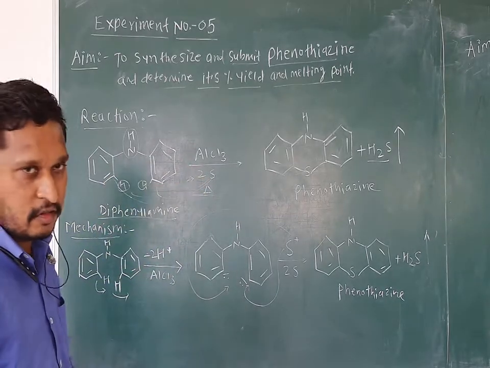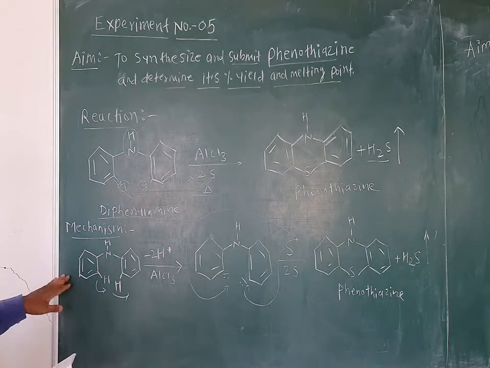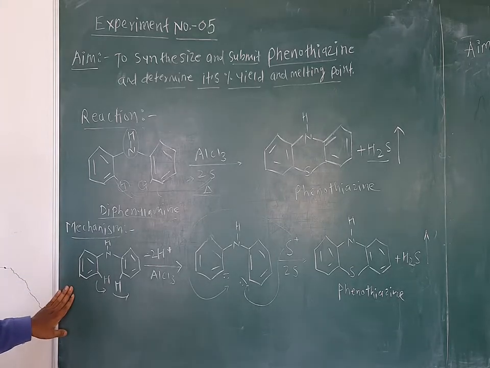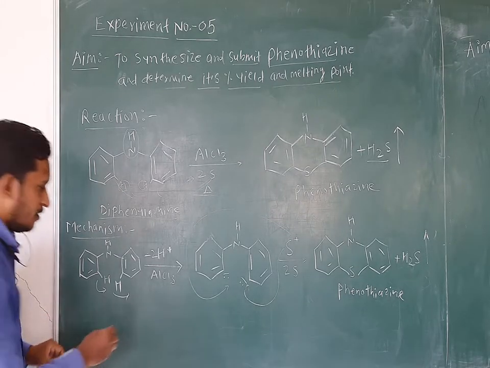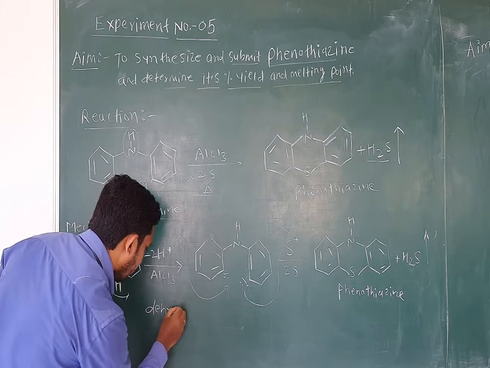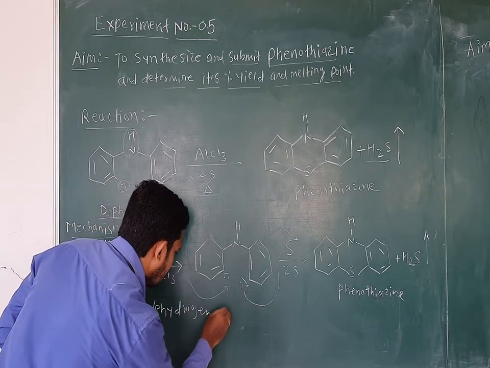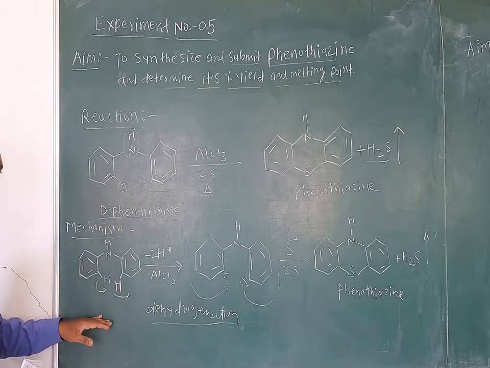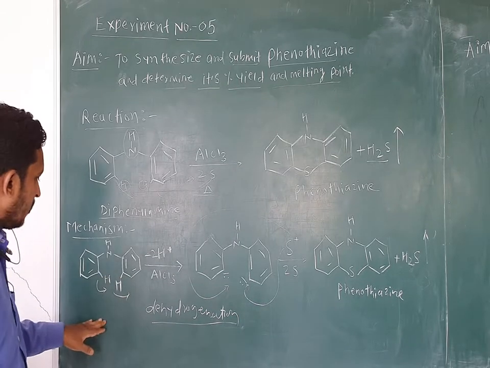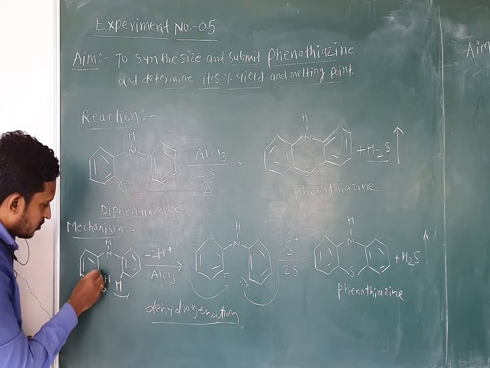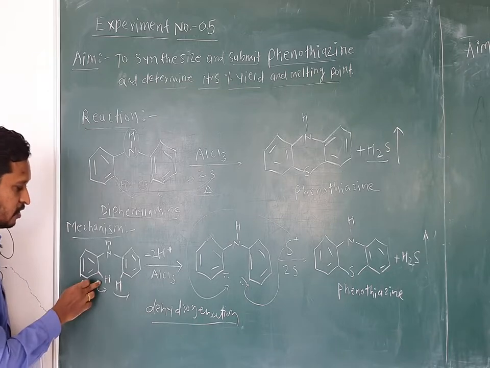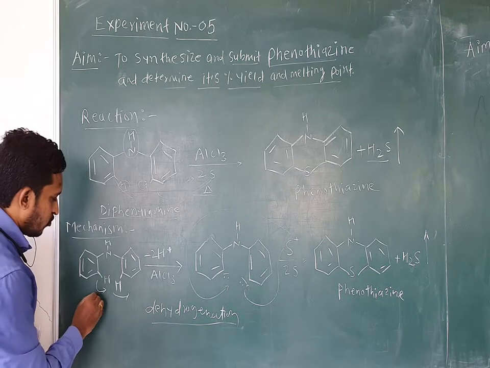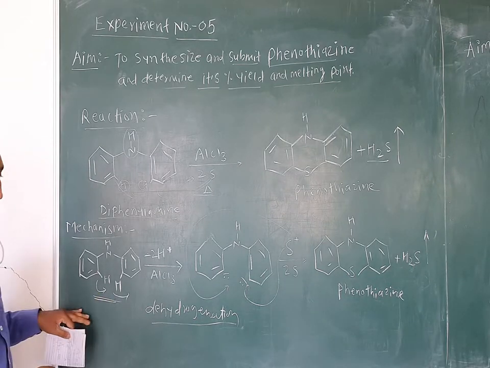Now let us see the mechanism. This is about the reactions of phenothiazine. In the mechanism, there is a dehydrogenation. The dehydrogenation takes place in this step number 1. In that, 2 hydrogens attached to the carbon atoms of both rings are removed. This ring contains one hydrogen, and this ring contains another hydrogen. So both hydrogens will be removed. It is the dehydrogenation step, that is the removal of hydrogen atoms.